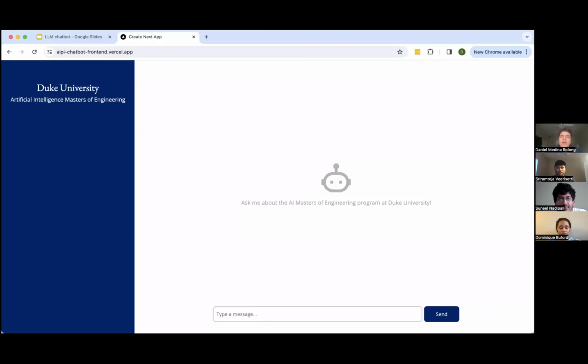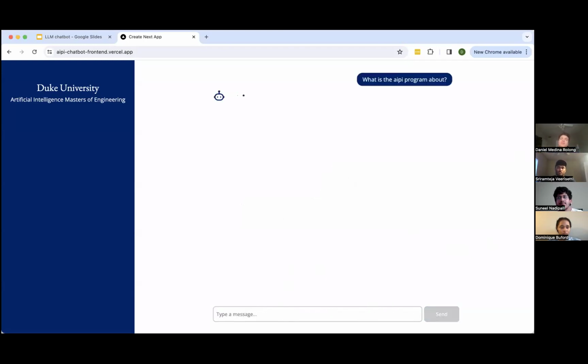All right, so now for the demo, I'm going to be sharing my screen for this. So over here we have the front end, again, which was built with the Next.js framework. As you can see, it's very clean, and it's using the Duke brand colors. So let's go ahead and try a question. Let's see, what is the API program about?